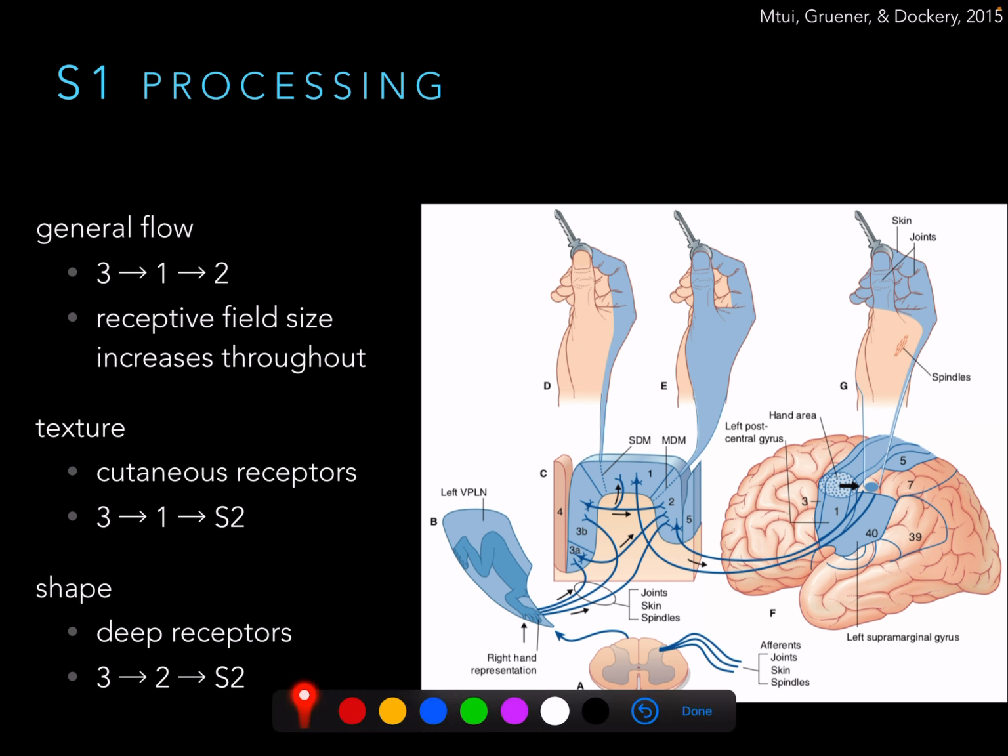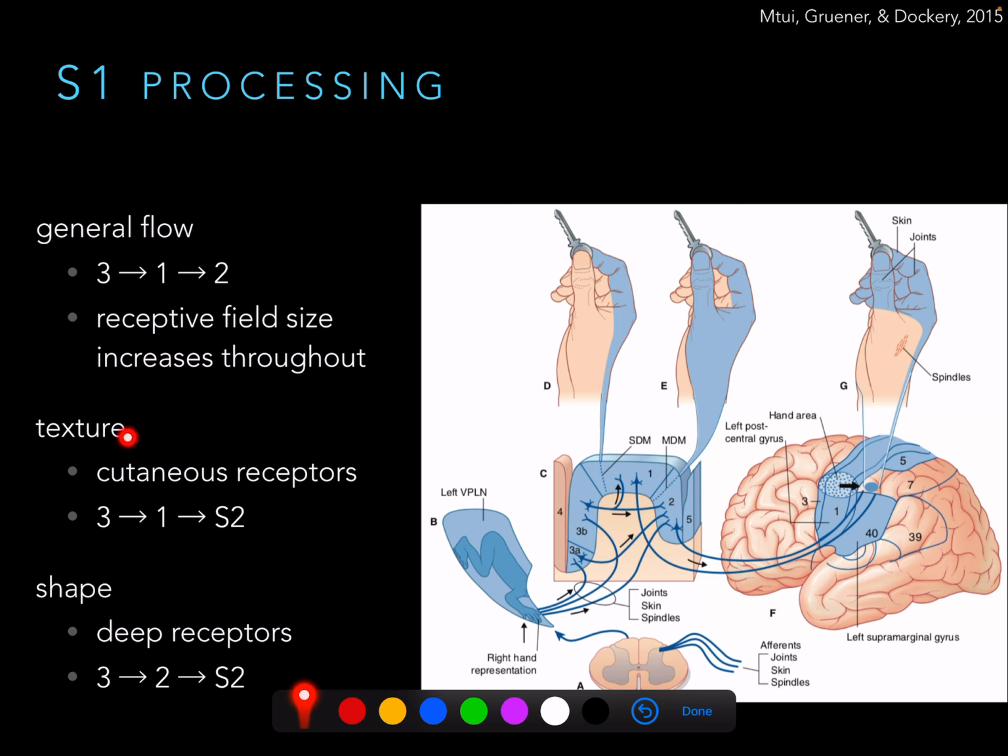So the general flow through S1, again, is 3 to 1 to 2. And what you should notice here, as we're moving through, is that the receptive field gets larger. I'm just responsive to this one digit. Move over here to area 2 instead of 1. Hey, I'm responsive to 2 digits. Move into the association cortex. I'm responsive to all 5 digits. So as we go through S1 and even outside of it, receptive field size increases. And this is true for all sensory cortices.